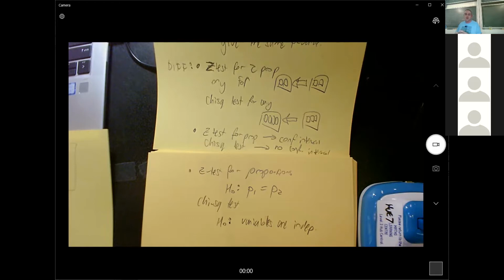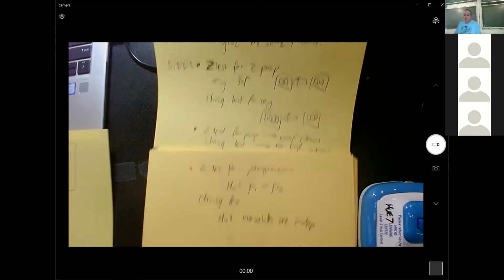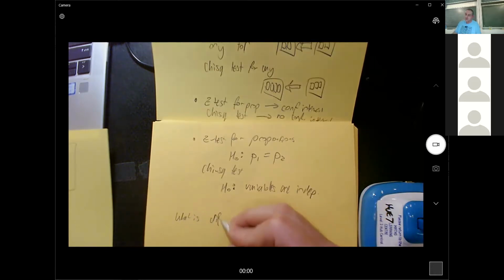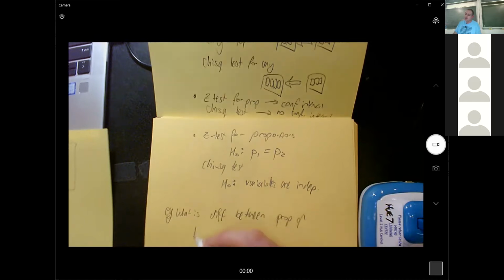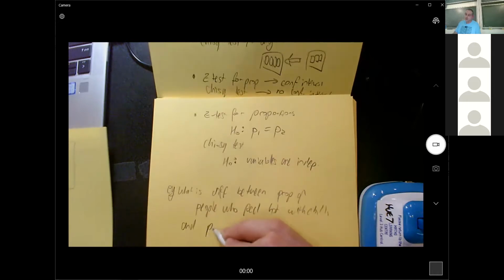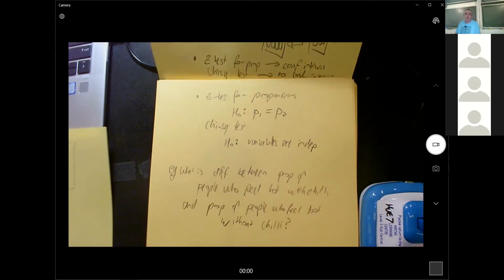The idea is that a confidence interval answers the question of what is this number, and it gives you a range of possible answers. So for example, I could ask, what is the difference between the proportion of people who feel hot with chili and the proportion of people who feel hot without chili? That question, what's the difference between the proportion of people who feel hot with chili and the proportion of people who feel hot without chili?